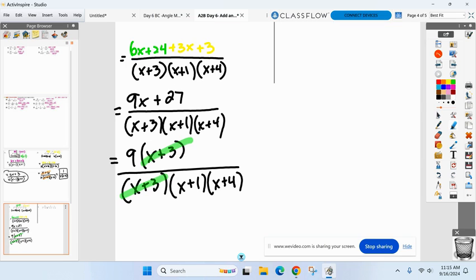All right, what's left over here? Finally. Final answer: 9 on top, on the bottom x plus 1, x plus 4.